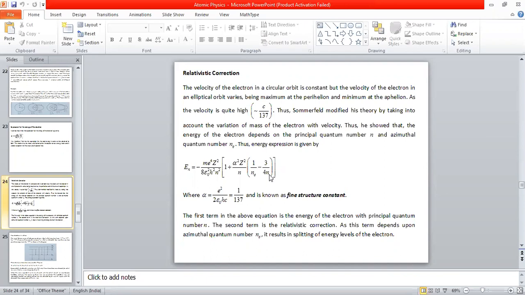It is a correction to the original energy expression of Bohr's theory: the original energy plus something extra. That extra term is alpha^2 Z^2 by n into (1 by n_phi minus 3 by 4n). So this extra term arises because of the correction. Now what is the correction? Very simple. I have said it a thousand times, and I will say it again: the variation of mass of the electron in the elliptical orbit.